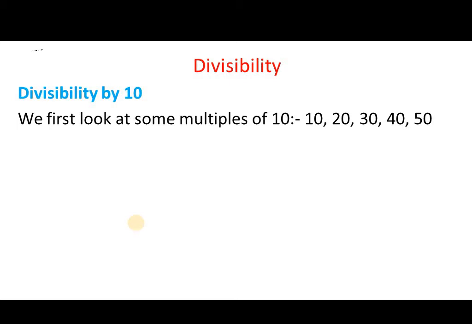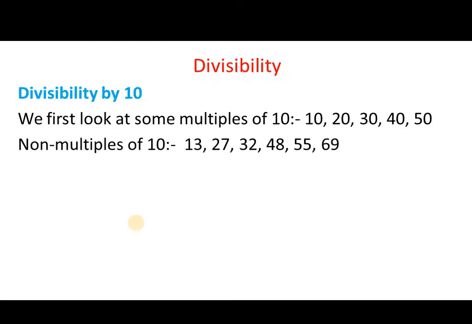Let us take the second example, which is the non-multiples of 10. Non-multiples of 10 means numbers which are not divisible by 10, or which are not multiples of 10. Let us take 13, 27, 32, 48, 55, 69 and so on. Now, in these two examples, you see which number is divisible by 10 or not.